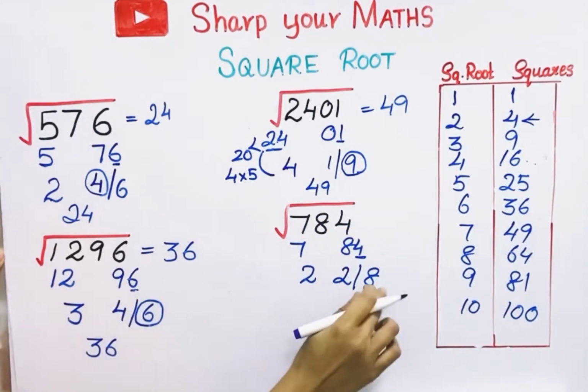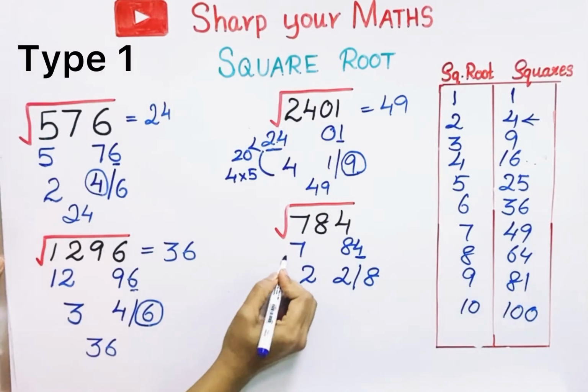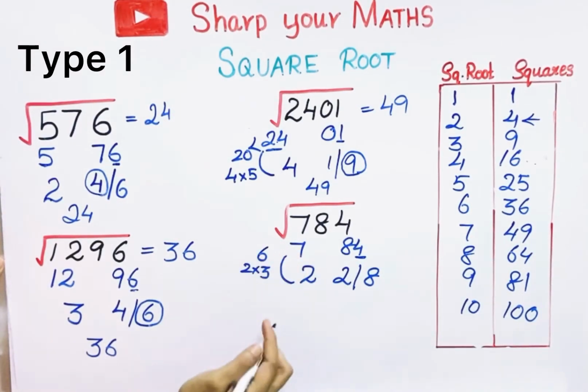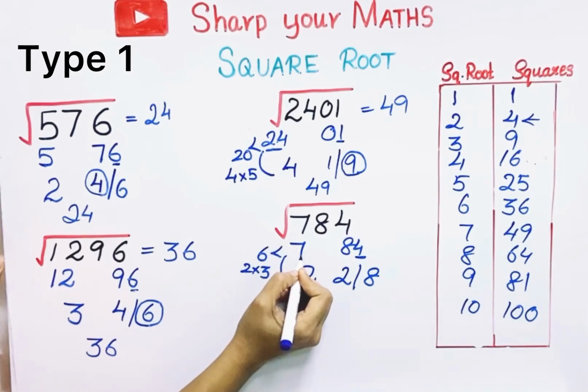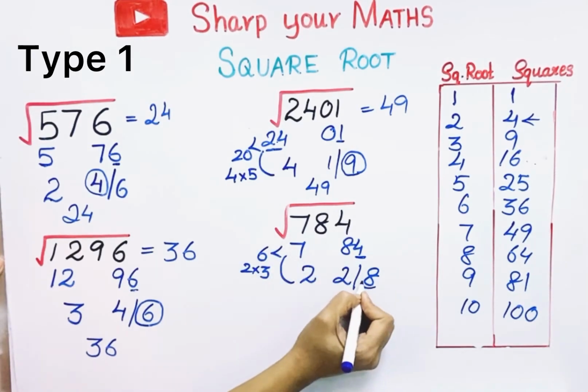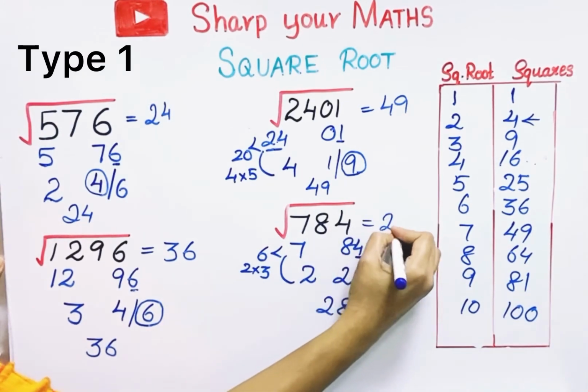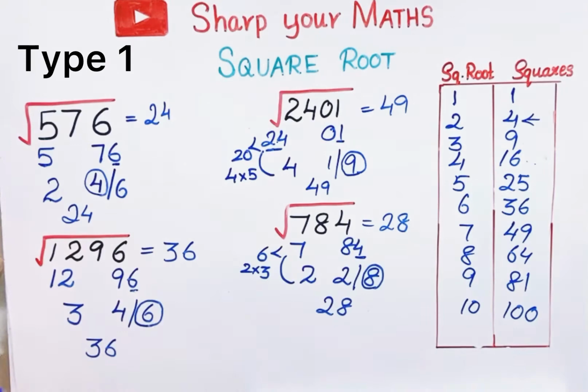Now whether 22 or 28. To identify that, take this 2 and multiply with the next number. 2 into 3, 6. Compare the 6 and 7. 7 is bigger. The number in the question is bigger. So choose the bigger number. So 28. The square root of 784 is 28.